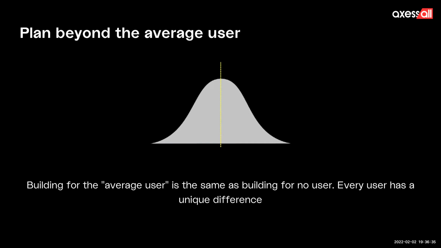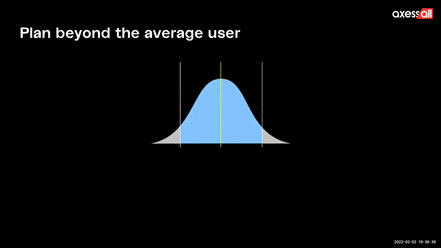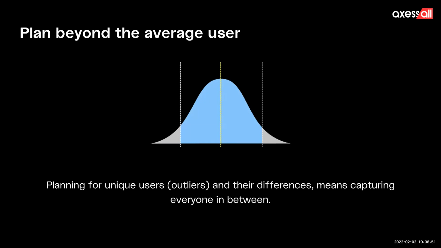Every user has unique differences. So this is a really important fact that we need to consider. But when we expand our way of thinking and include more people and more averages, that's where we design for a wider audience. For example, planning for unique users, outliers, this one, and their differences means capturing everyone in between.